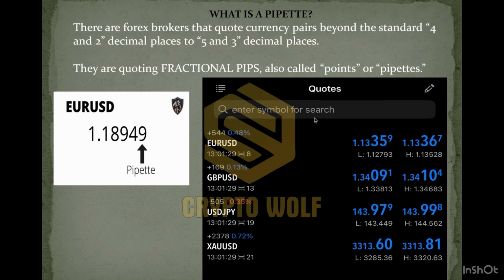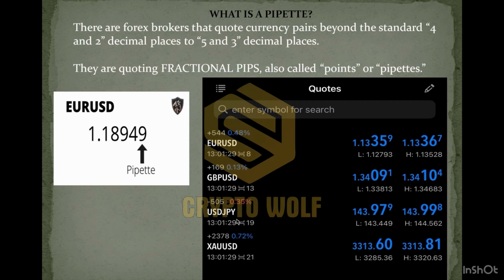You can see this on MT5, the mobile version. These are the pairs I added: Euro USD, GBP USD, USD JPY, and gold. You can see the value given. Normally we have 1.1335, which is the normal unit we know. This 5 is the pip. You can see the extra unit given in a smaller figure. This is called the pipette, or points. These are the last digit given.